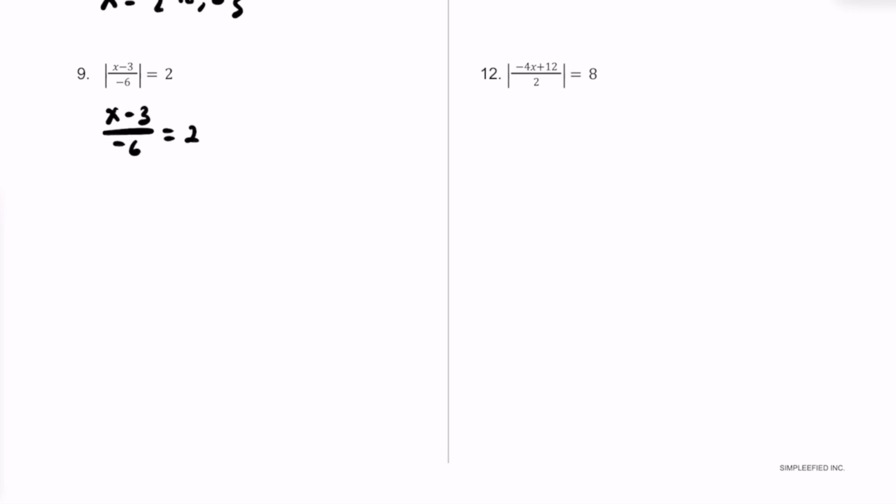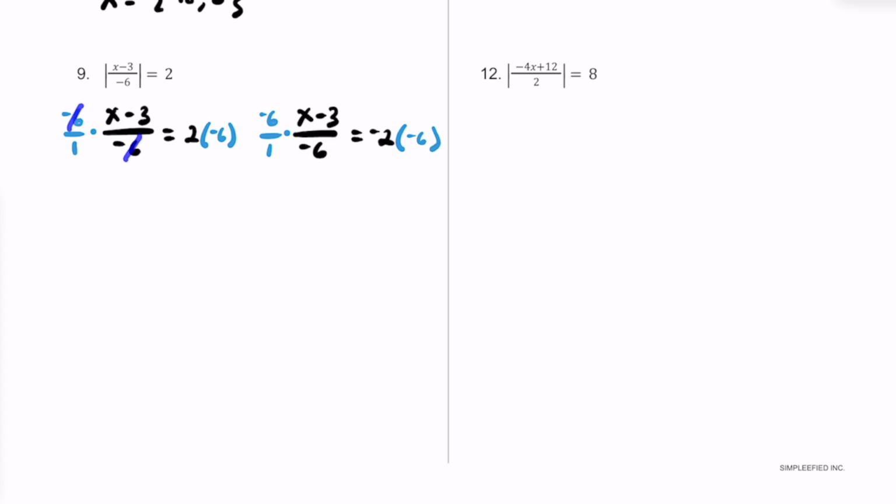Let's see when that's equal to 2. And then we take this x minus 3 over negative 6, and let's see when that's equal to negative 2. So let's see, we're dividing by negative 6, so the inverse is going to be multiplying by negative 6. Let's go ahead and take care of that. And for our other equation, let's just do the same thing. So multiply both sides by negative 6.